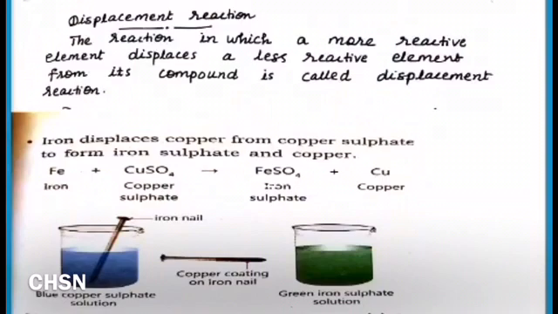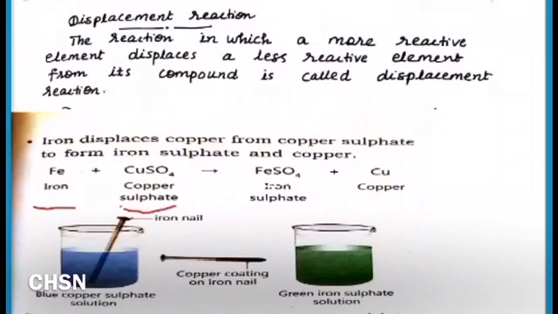Okay, now I'm going to explain why this reaction is a displacement reaction. When you check this reaction, can you write the equation? What are the reactants? The first reactant is the iron nail. How will you write it? The formula of iron is Fe, iron metal. In the case of a metal, we write only the symbol. The second one is copper sulfate. Find the formula of copper sulfate. Copper Cu2+ and sulfate SO4 2-, so you will get CuSO4.